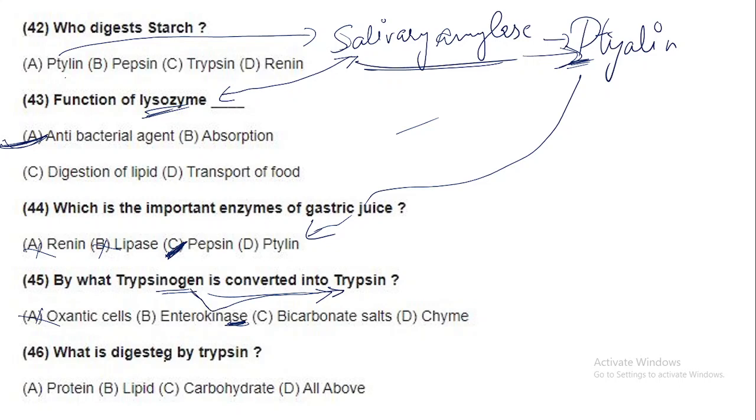What is digested? Pardon the spelling. What is digested by trypsin? Trypsin digests proteins only. Okay.